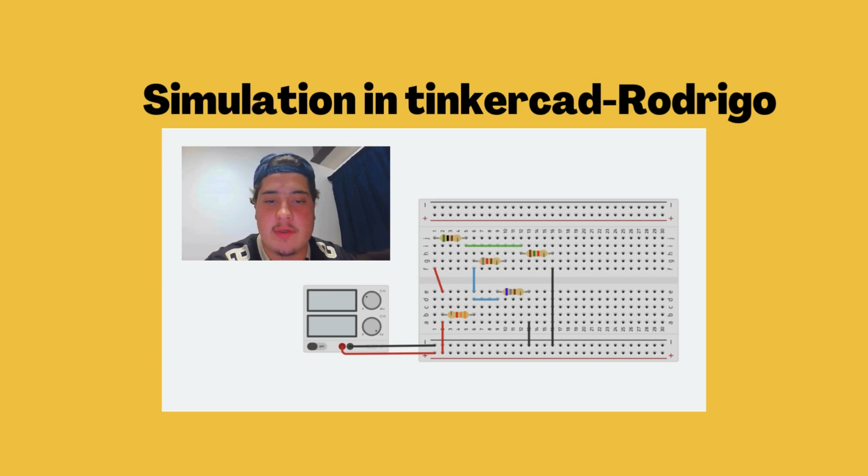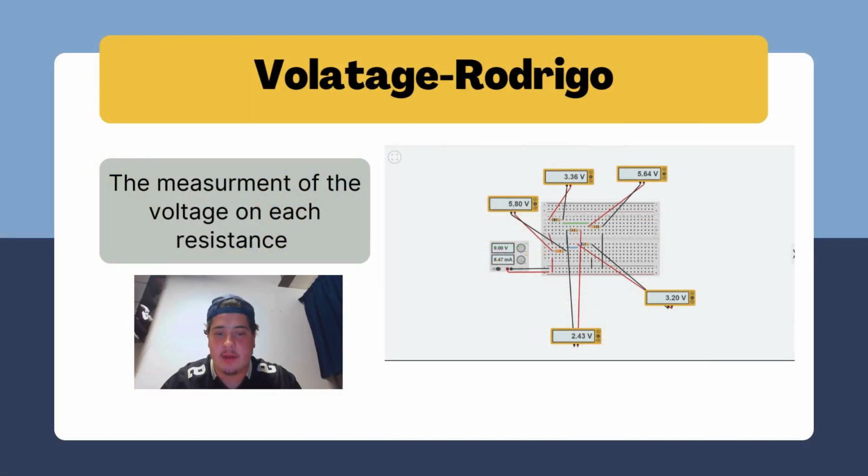the protoboard, the resistance, some cables, and the power supply. By using this software, we use the multimeters to calculate the voltage by putting the cables on each side of the resistance. But if the value was negative, we only change the sides of the cables in the multimeter.